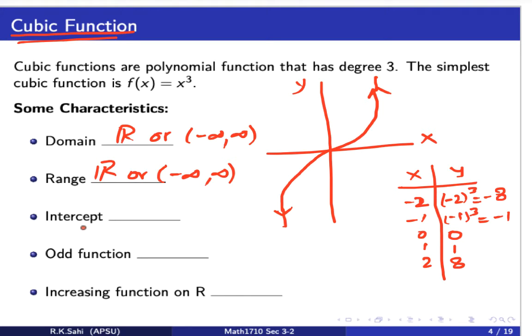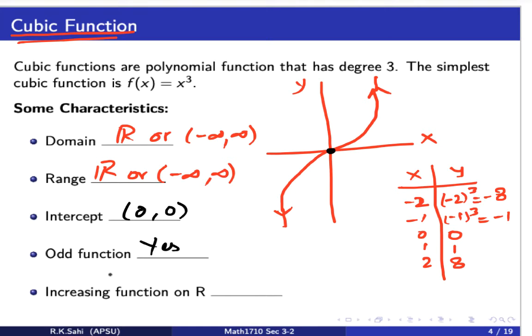Now the intercept. So where is the graph intersecting the y and the x-axis? It's intersecting at the point 0 and 0. That's my origin. So the intercept for this one is 0 and 0. It is an odd function.